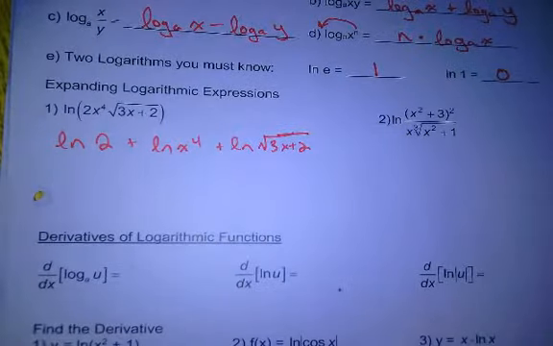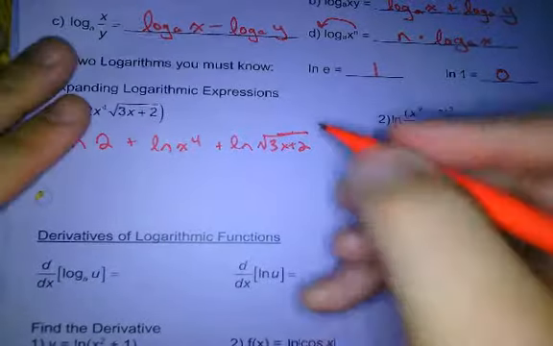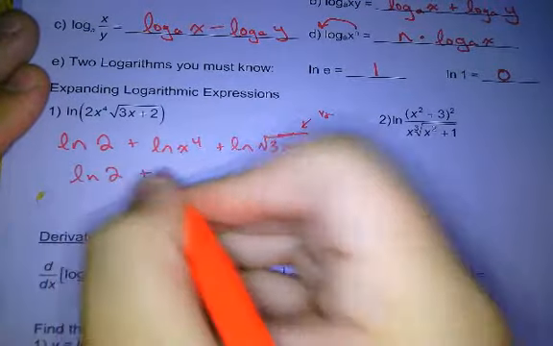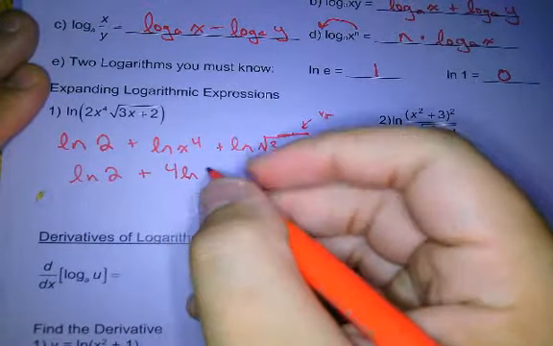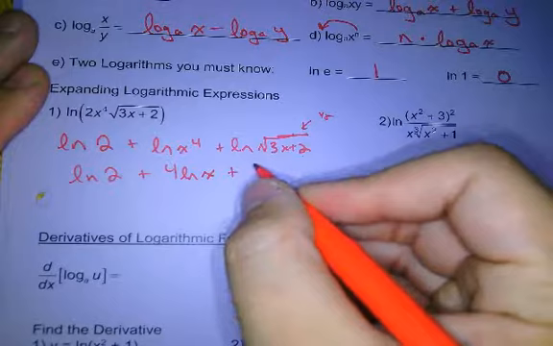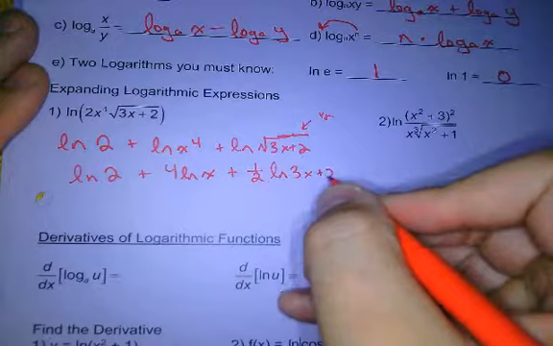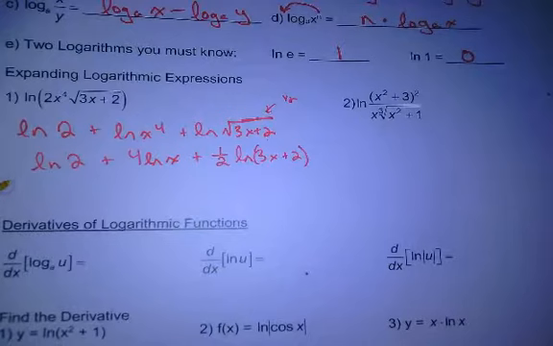Okay, now after I expand everything, I like to do my exponent rule. So does my exponent rule apply to any of these? Which one or ones? The middle one and the last one. What's the exponent right here? Exponent of 1/2. So ln of 2 plus 4 ln of x plus 1/2 ln of 3x plus 2. I have to wrap it up because it's not just ln of 3x and then a plus 2. It's ln of all of it.